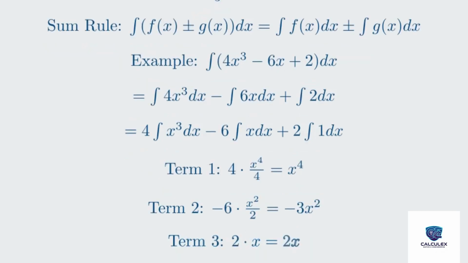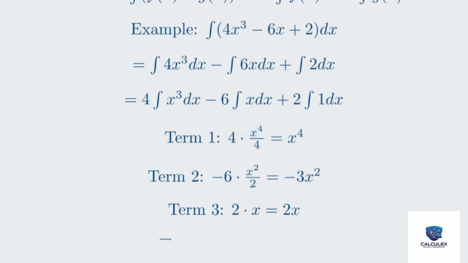Remember, x is x to the power of 1. Putting it all together, our final answer is x to the 4th minus 3x squared plus 2x plus c. Again, the c goes at the very end. Great work! We've successfully integrated a polynomial using our basic rules. You are now able to apply the power, constant, and sum rules, fulfilling our second objective.